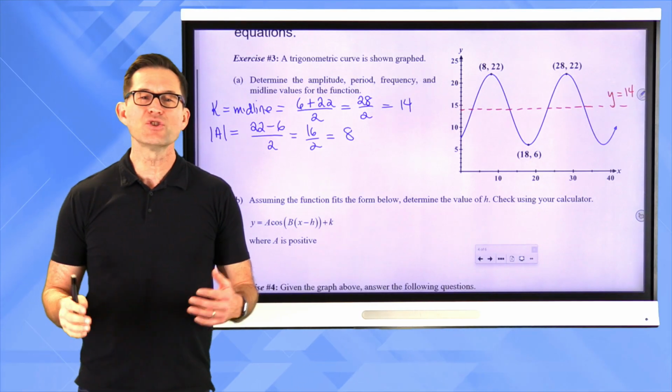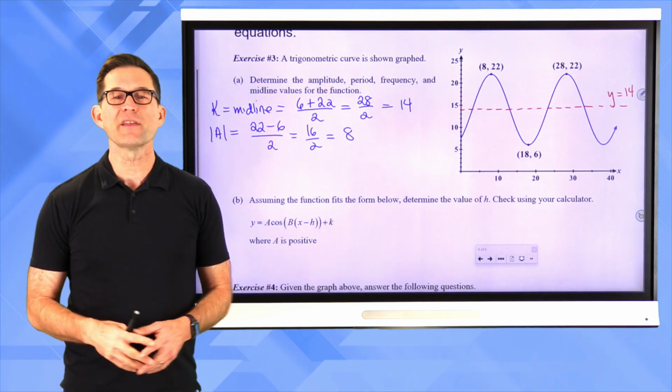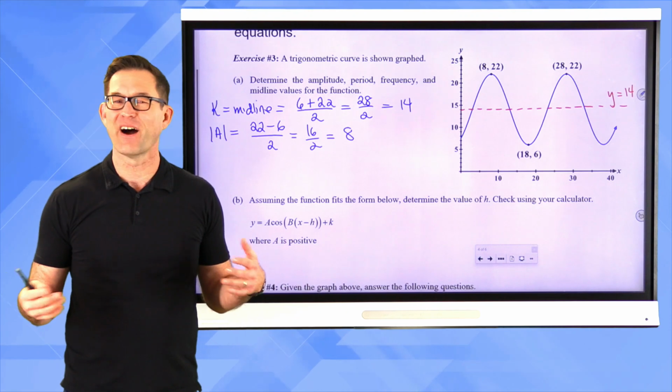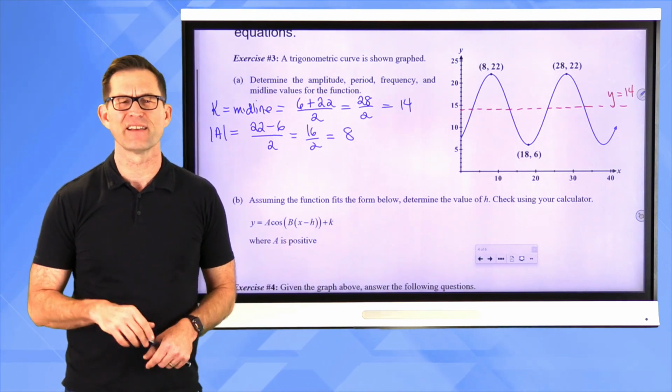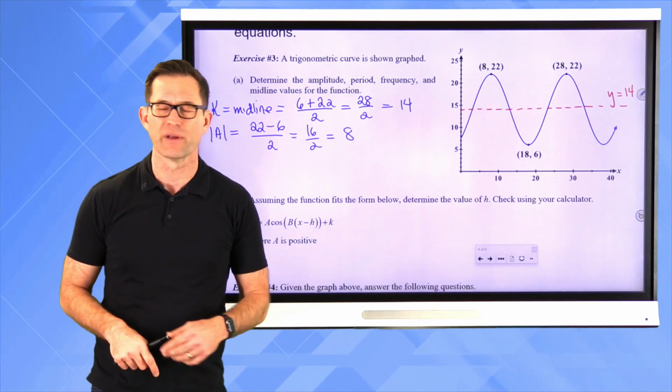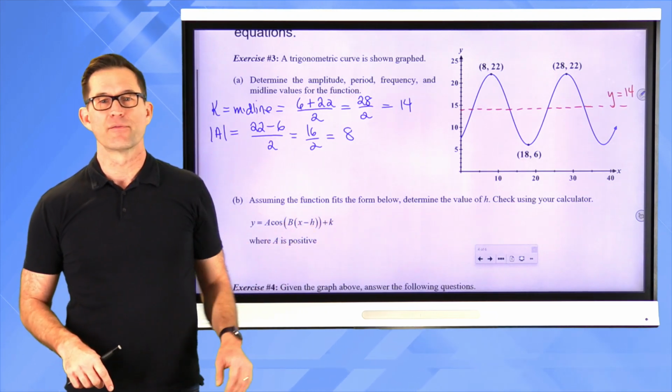All right? And those two are just easy. They are literally addition, subtraction, divide by 2. That's it. It feels a lot like some of those circle formulas from geometry. But let's block that out from our memory.